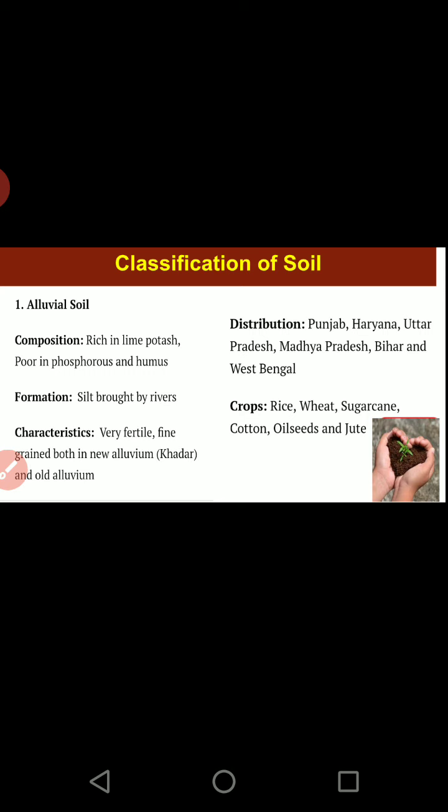Alluvial soil formation we have already discussed; it is mainly found in the northern plains. The northern plain is fully made up of alluvial soil. Obviously, the northern plain is made up of three river systems: Ganga, Brahmaputra and Indus. Similarly, the alluvial soils of India are made because of these three river systems.